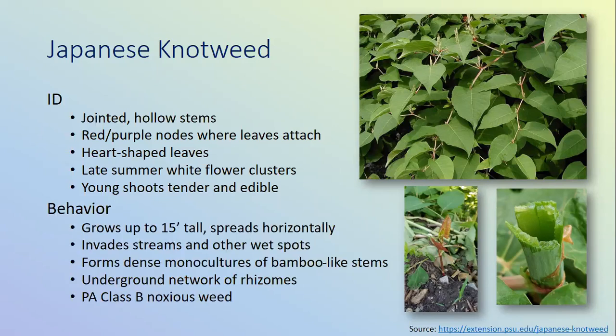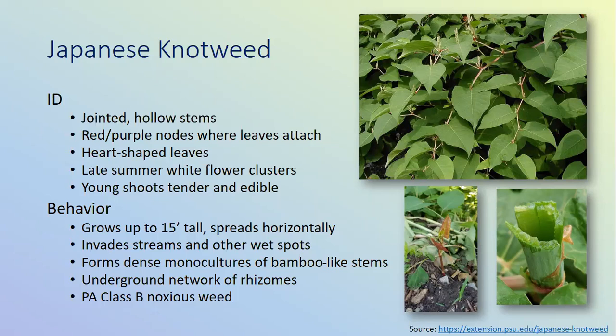So these guys can grow up to 15 feet tall, and they spread horizontally. So they have what's called rhizomes, which is a type of root that grows horizontally as opposed to vertically. And that is where the biggest issue with this knotweed is, that they have rhizomes, so it's really hard to control them since they don't have a standard root system. They invade stream areas and other wet spots, but they absolutely could be found in any upstream area. And they form these dense monocultures of bamboo-like stems. When I say dense, I mean you almost cannot see through them.